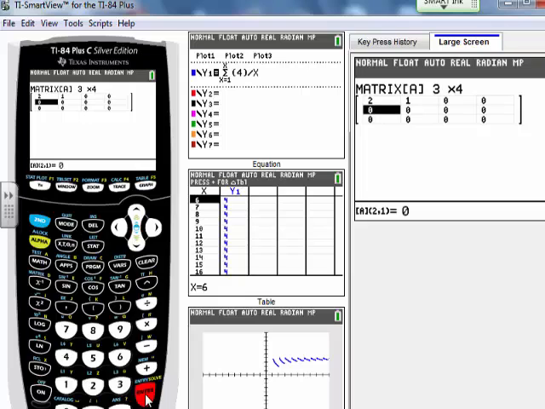So now the next one, we've got a 3, 0, and negative 1. And it all equaled a 4, so let's put a 4 in there. And then the last one was 1, negative 1, 1.